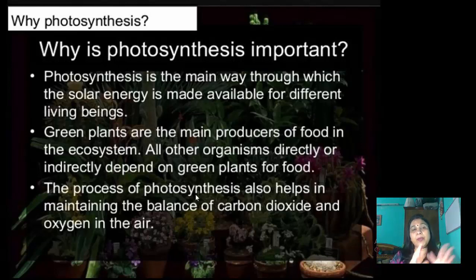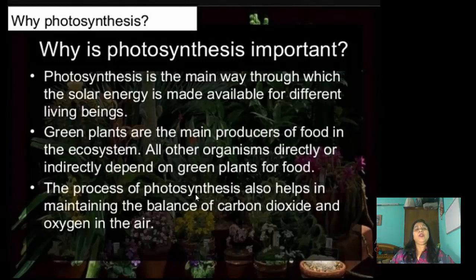Means in the presence of sunlight, the carbon dioxide and water react to form food in the form of glucose by the green plants, and this takes place in the organelles which are known as chloroplasts. The chloroplast contains chlorophyll, which traps this solar energy and makes it available for the process of photosynthesis. Now, this process of photosynthesis also maintains the balance of carbon dioxide and oxygen in the air.